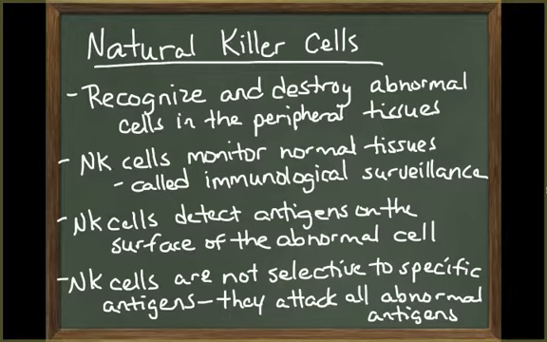In other words, they will attack any cell that contains an abnormal antigen and is not selective to a specific antigen. For example, a single natural killer cell will attack bacteria in the interstitial fluids, body cells infected with viruses, or cancer cells. They are non-selective in what they will attack. If it looks abnormal, they will attack it.